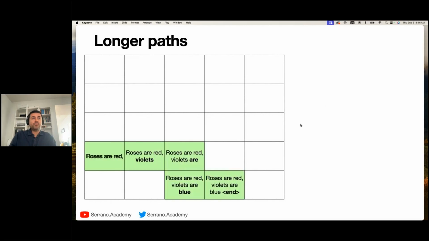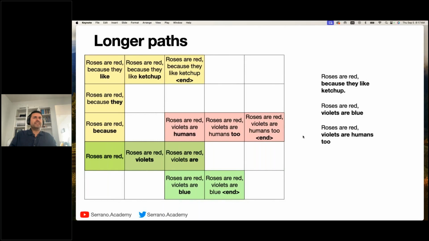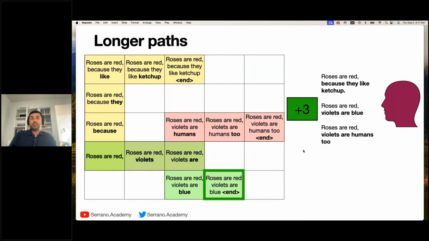Okay, so now we have our two neural networks, and this doesn't have to work with only one word. We can actually come up with a full response. I can say roses are red, and then the transformer will output roses are red, violets are blue, or roses are red, violets are humans too, or roses are red because they like ketchup. These are the 3 directions the LLM could go. It outputs those 3, and a human says, you know what, roses are red, violets are blue gets 3 points. The other one gets 2 points, and this one gets 1 point because it's the worst one.